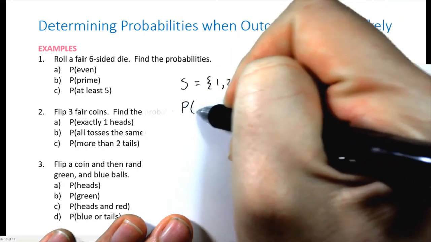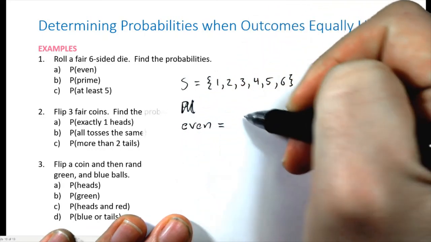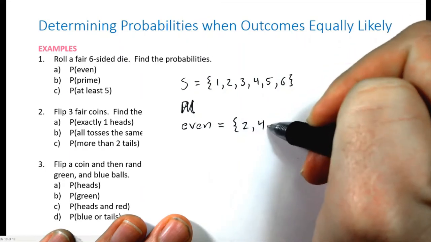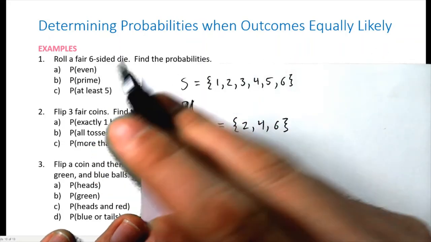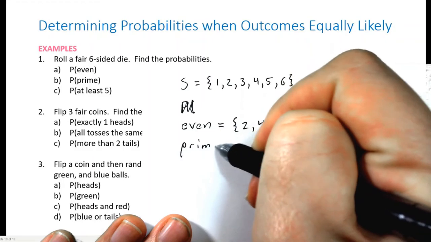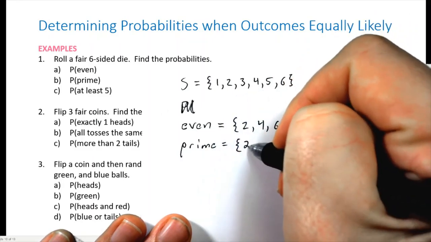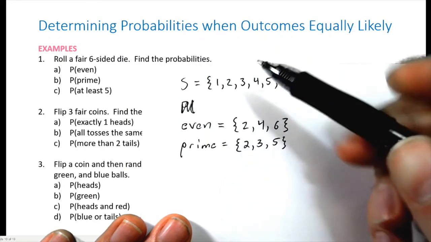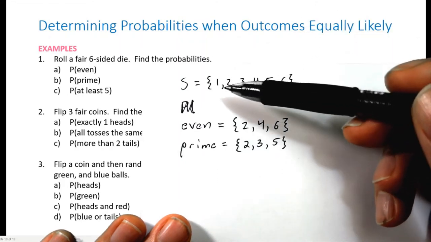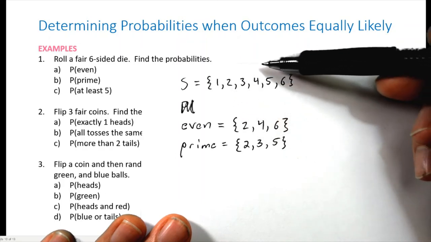What's the event of getting even? Even is just 2, 4, or 6. Let's write down these other events as well. What's prime? Prime are the numbers 2, 3, or 5. These are the numbers that are not divisible by any number except 1 and themselves. Except 1: 1 does not qualify as a prime number. There's good reasons for that, but that's another math class.